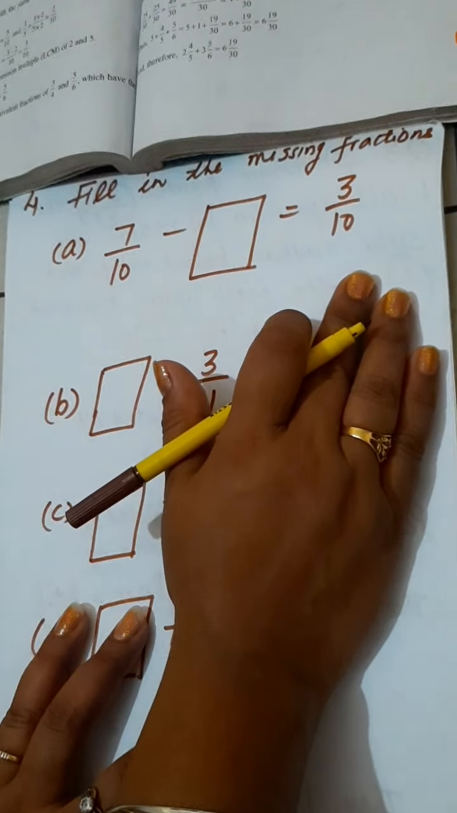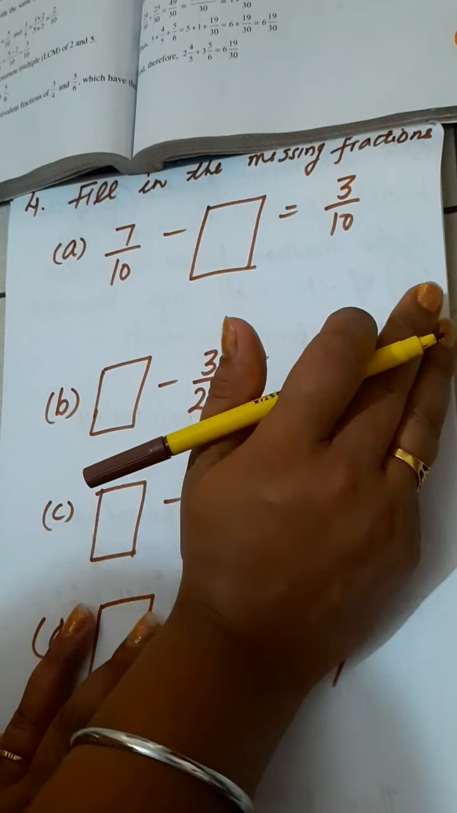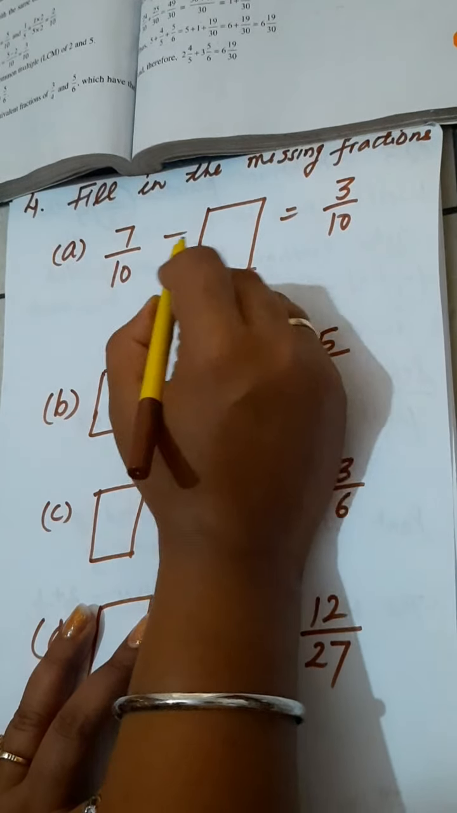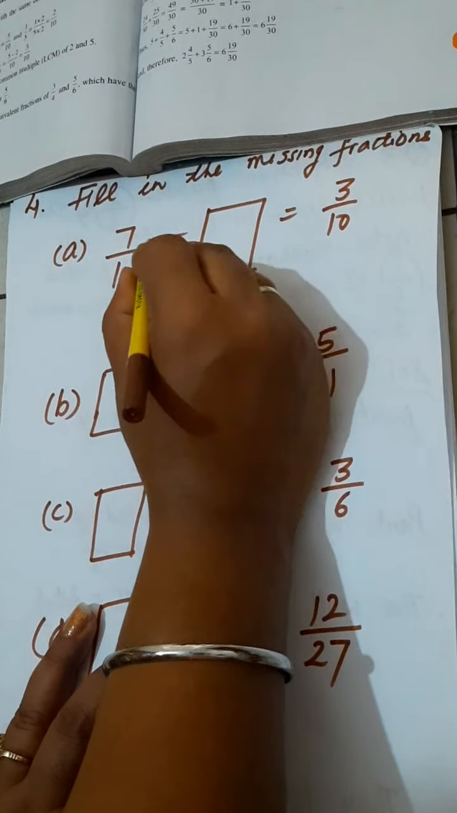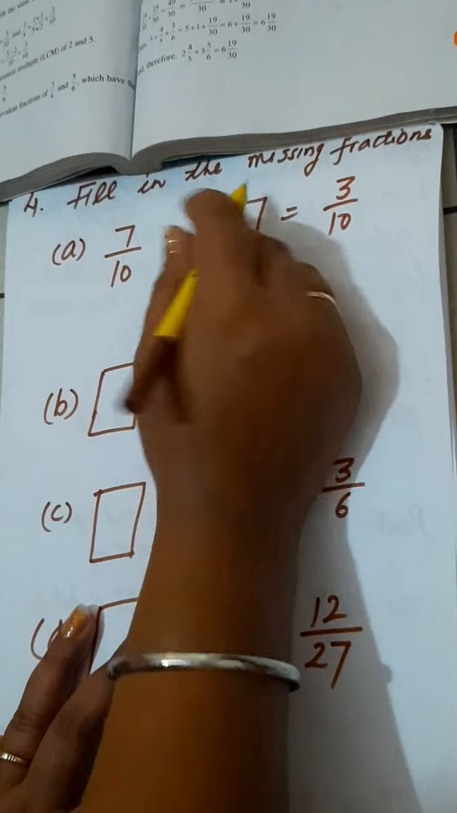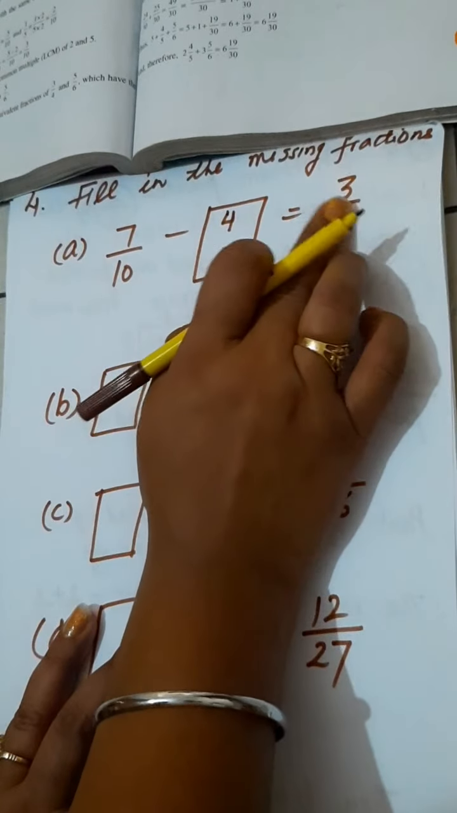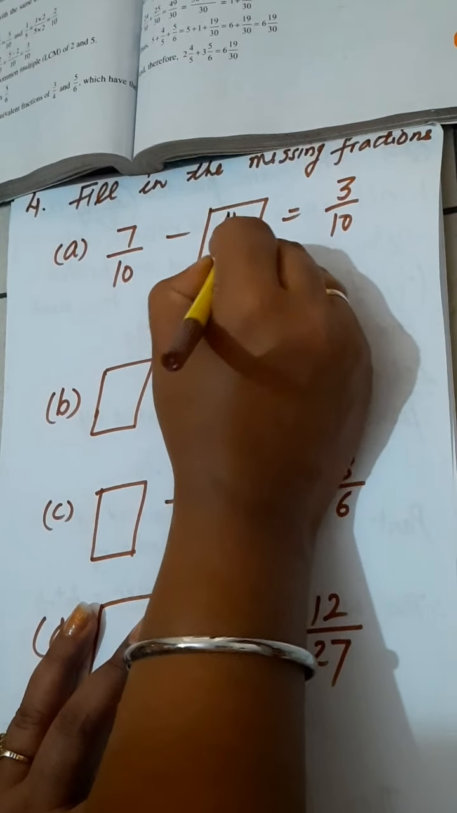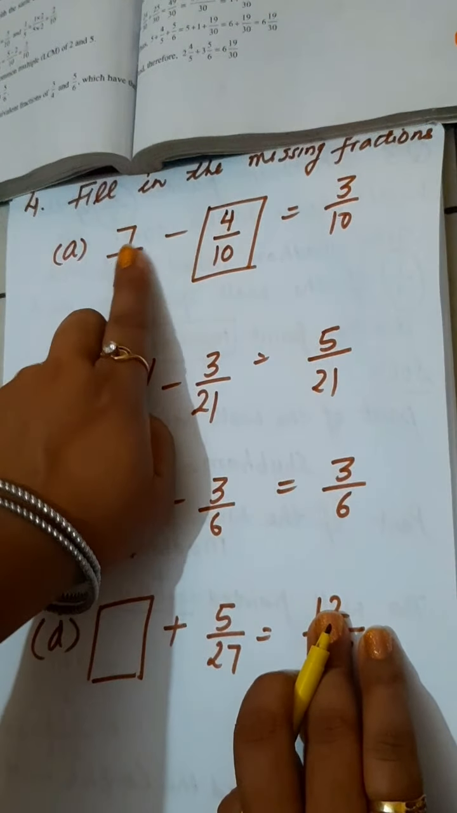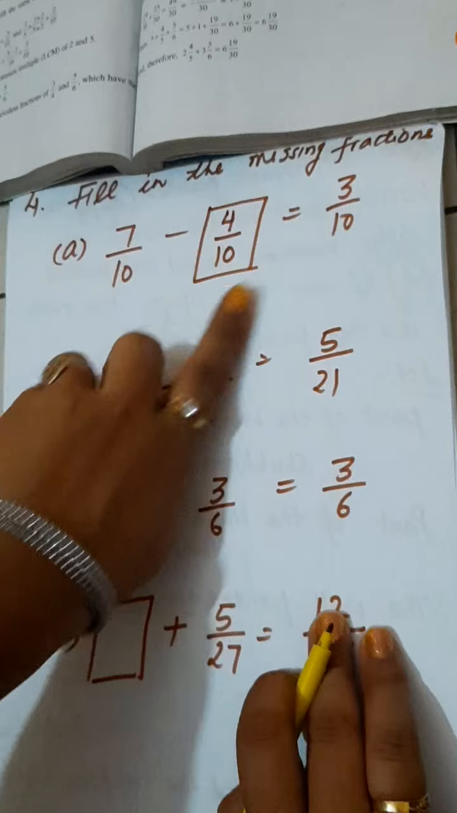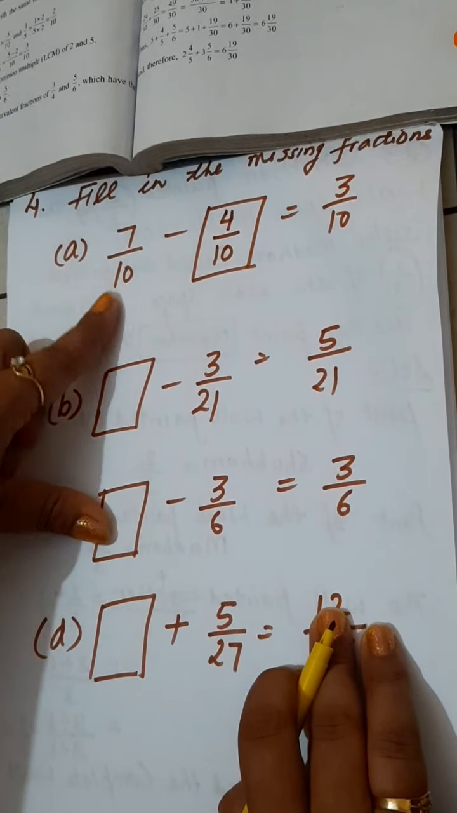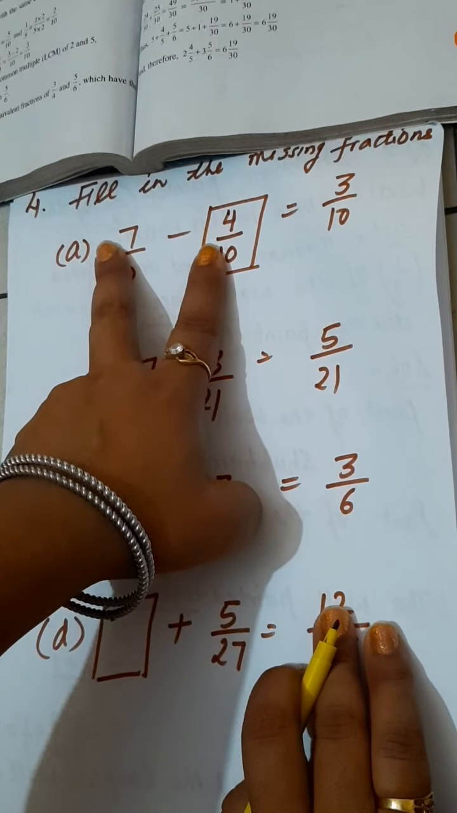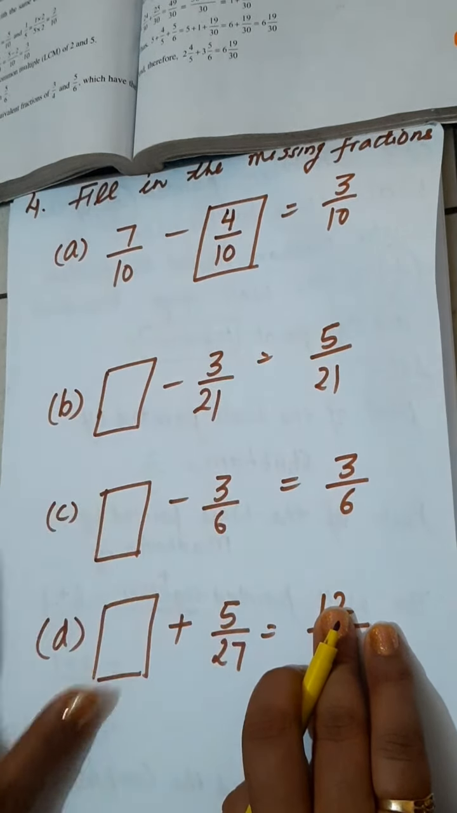Here the denominators are same, so we will subtract and check with the numerators. So here we have 7 minus 4. If I subtract 7 minus 4, I will get 3. And here we have 10 in the denominator, so I will write 4/10, because 7 minus 4 is equal to 3. And here we have 7/10 minus 4/10. If denominators are same, you will subtract the numerators. So I will get the answer like this.